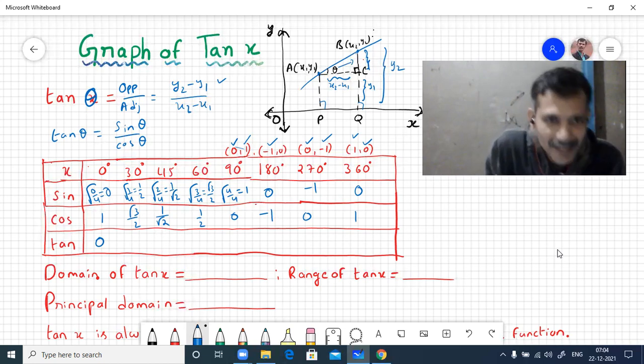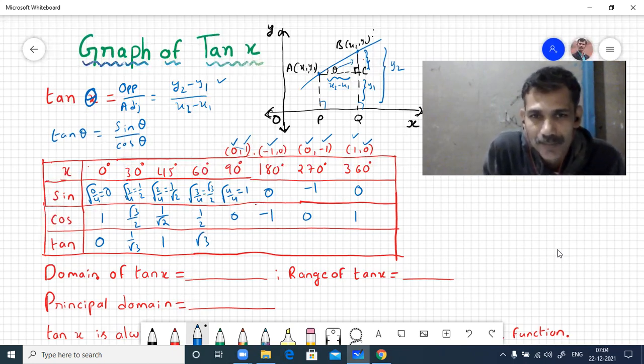Okay, 30 degrees. We have to divide sine by cos. That means 1 by root 3 it is. Tan 45, both are same, sine and cos 45. So it will come 1. So tan 60 degrees is root 3.